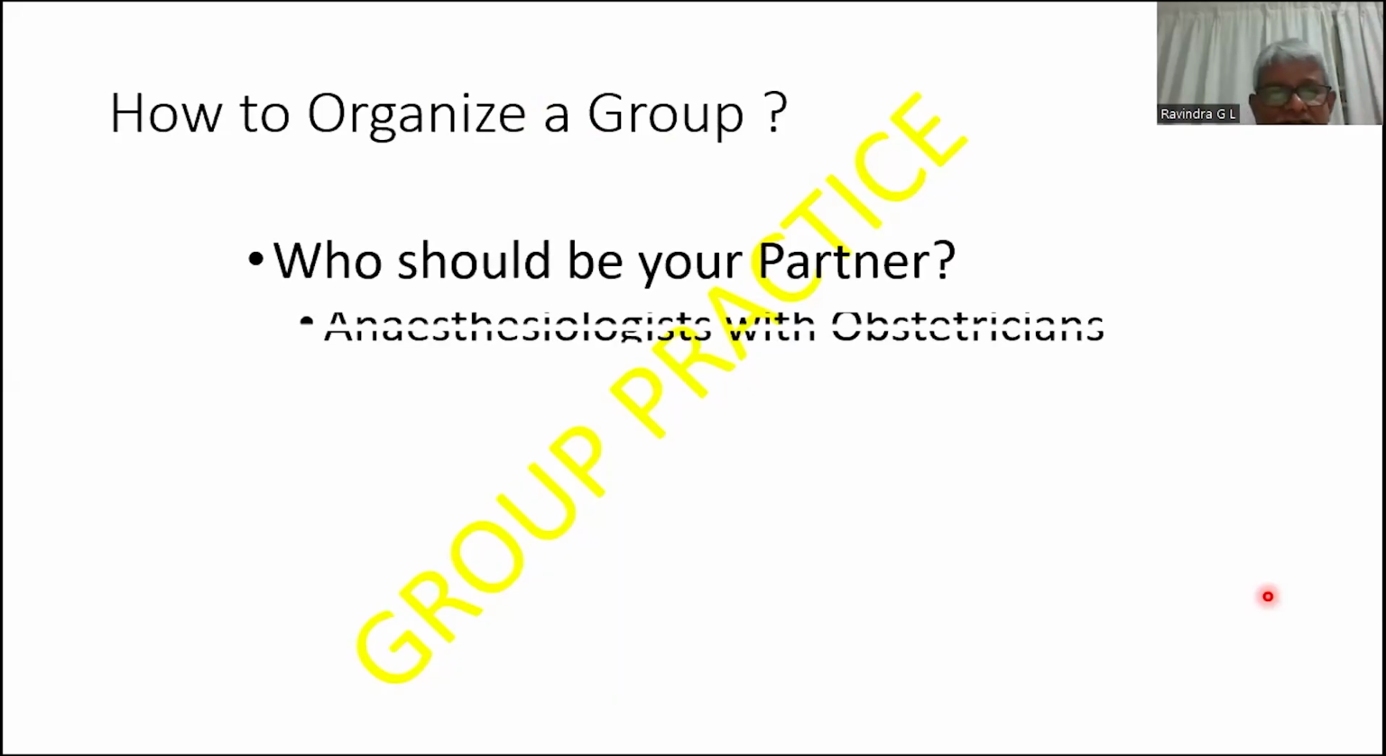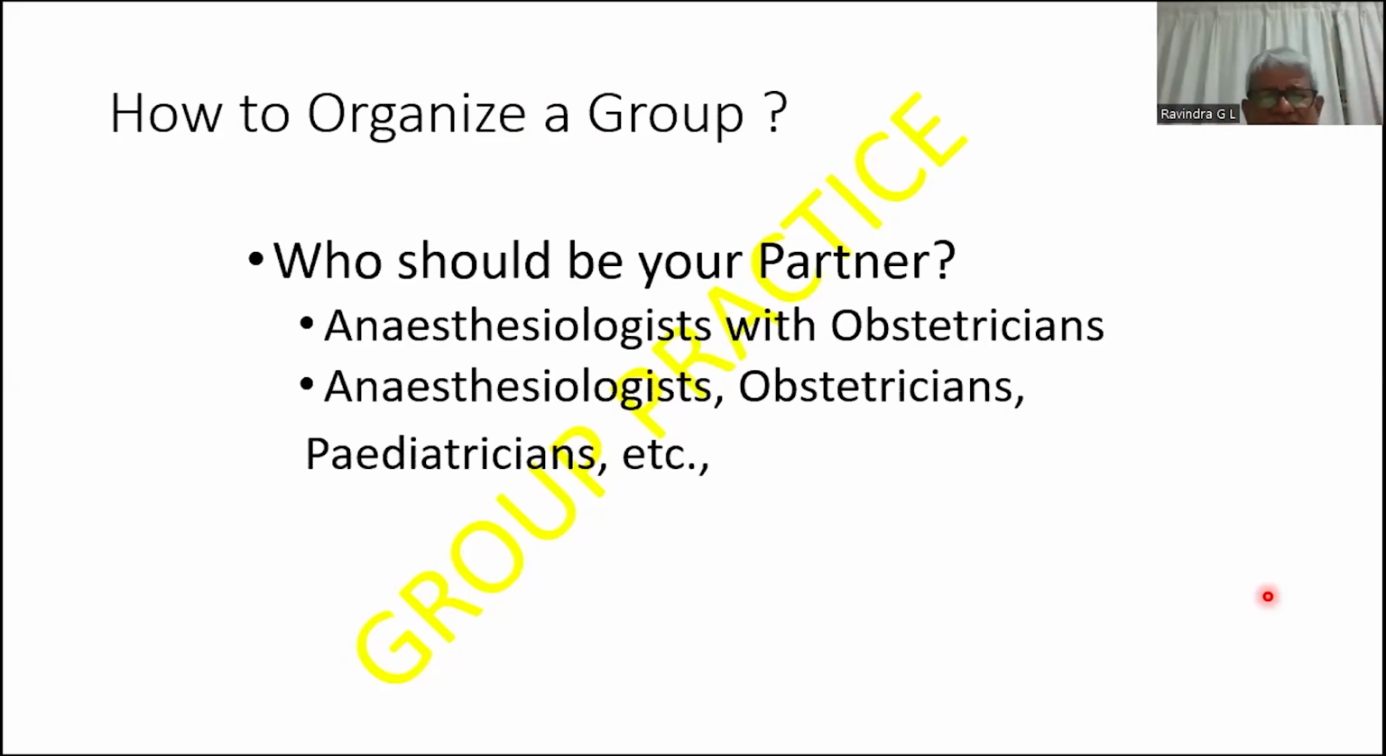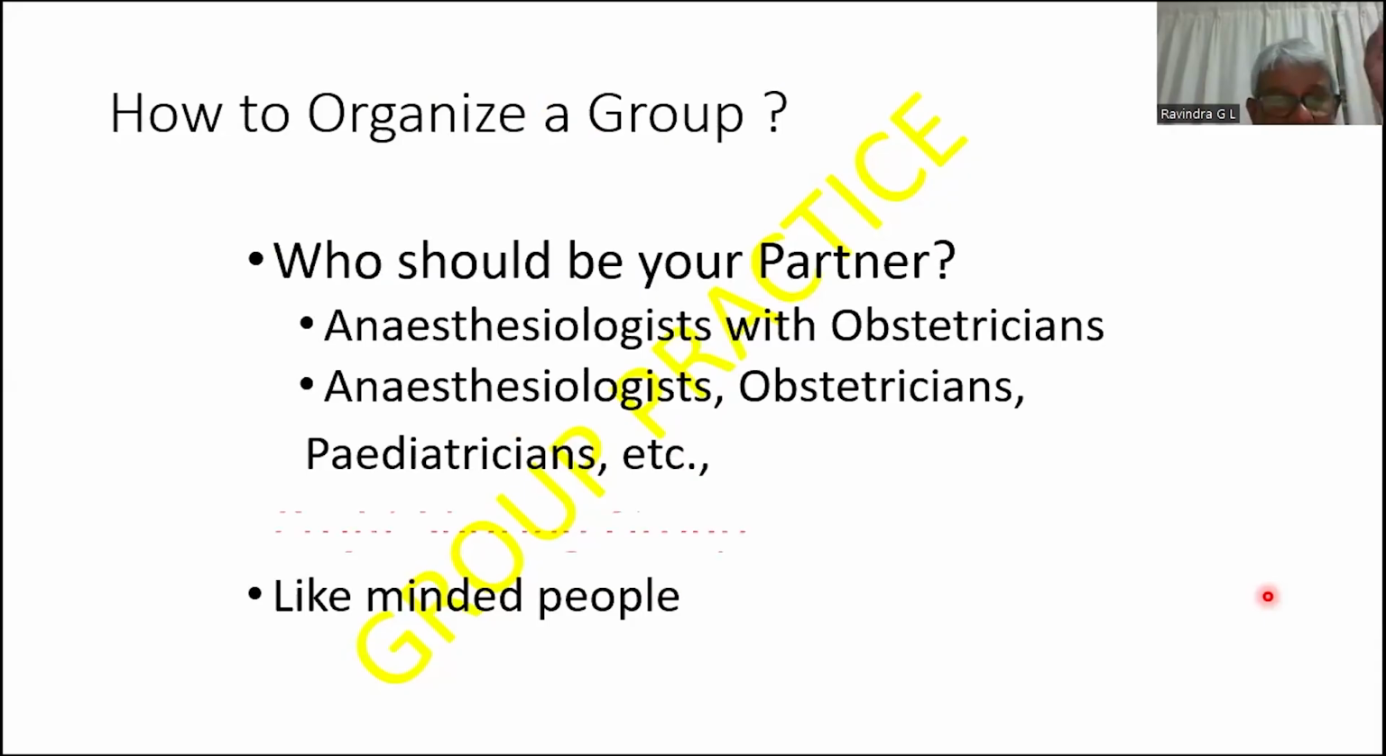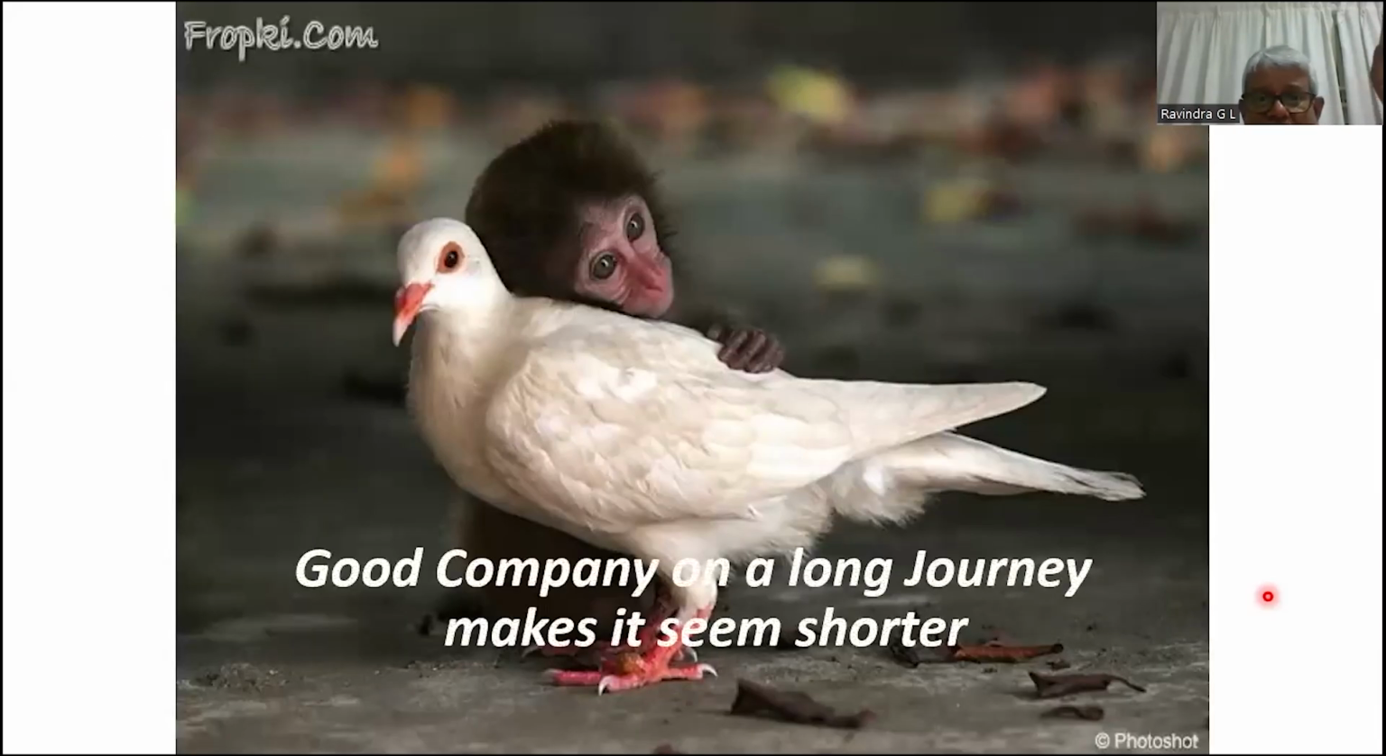The question is how to organize a group. Who should be your partners? Anesthesiologists only? Anesthesiologists and obstetricians? Anesthesiologists, obstetricians and pediatricians, etc. All combinations have been tried. But one bottom line is that you need to have like-minded people. Not only like-minded people, the entire group should be a profit-sharing group. Every individual in the group should have monetary benefit. Then only it works. A good company and a long journey makes it seem shorter.